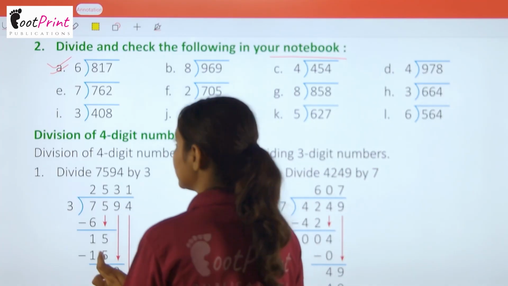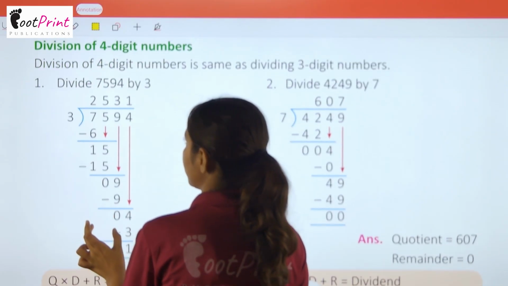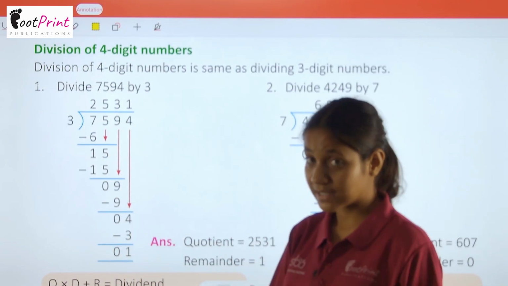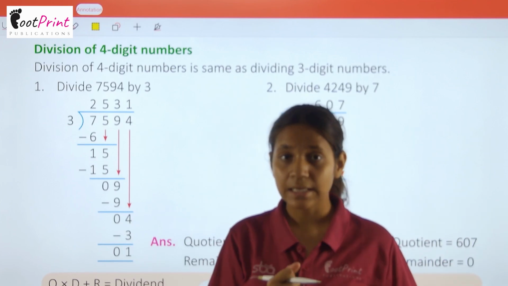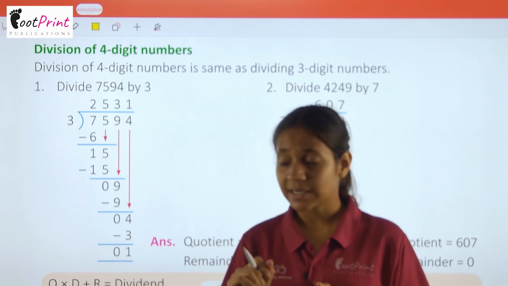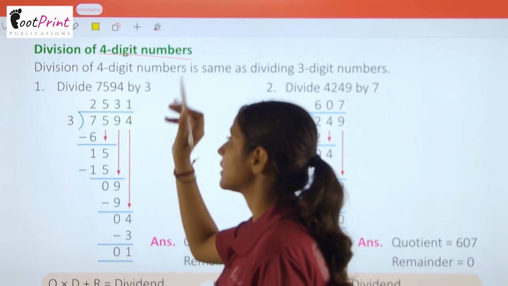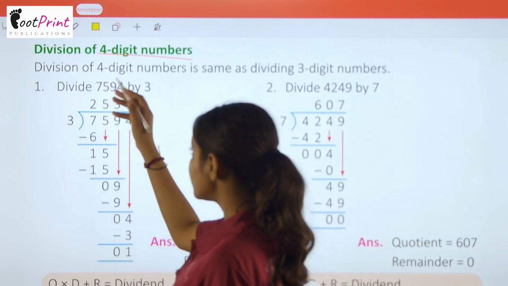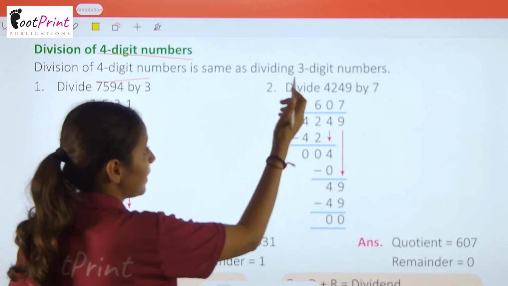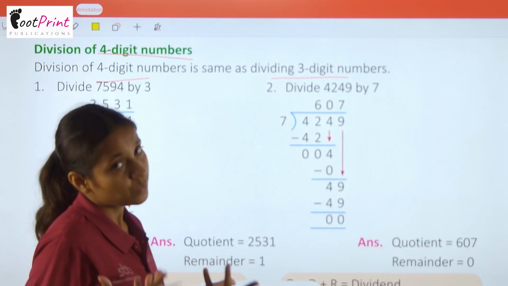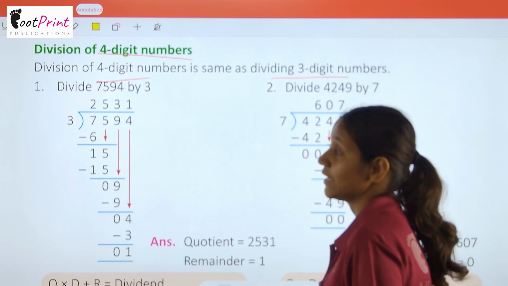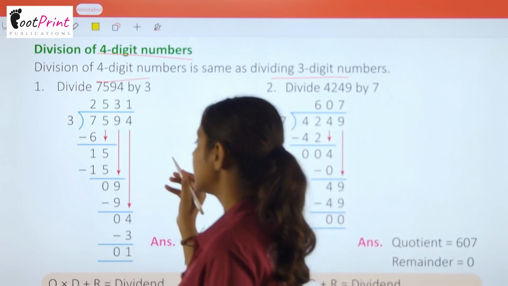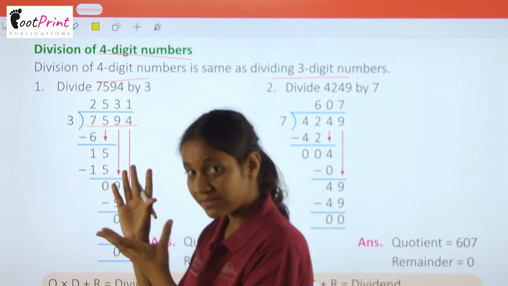Okay, now we have the topic of division of 4 digit number. I already said कि हमारी digits increase होती रहेगी but concept हमारा same ही रहेगा. So now we have 4 digit number. Okay, division of a 4 digit number is same as dividing 3 digit number, 2 digit number. Okay, divide 7594 by 3. So simply आपको इतनी बड़ी value को यहाँ पे लिखना है.